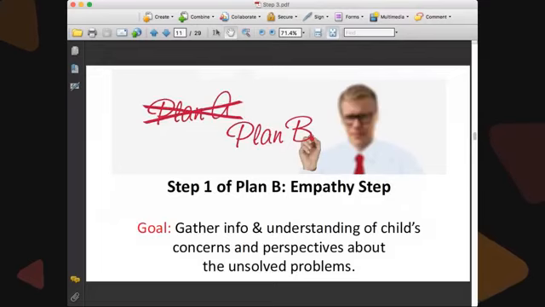So there are 3 steps with Plan B. And the first step is called the empathy step. This is really important because it is going to help you gather information and really get to understand your child's concerns and their perspectives about the unsolved problem.